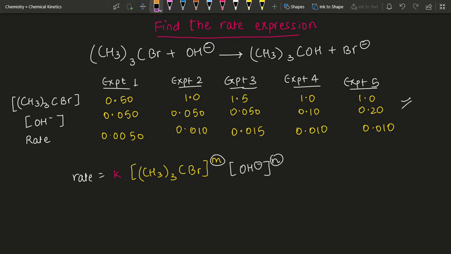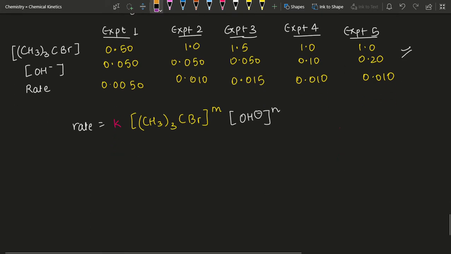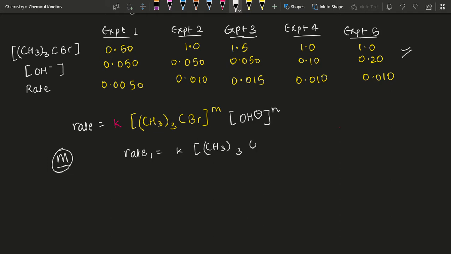So what we can do is let's find the rate expression ourselves. So let's find m first. So basically, what we are looking for is two equations of rate. So let's say rate 1 equals some k times CH3CBr at 0.1 to the power m, and then OH minus at 0.1 to the power n.